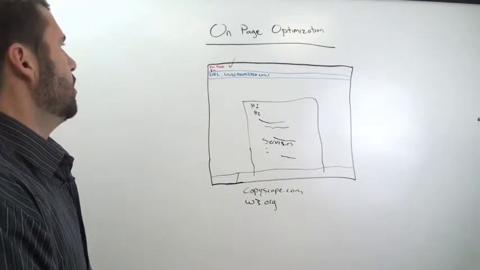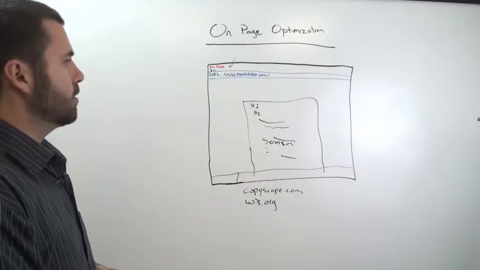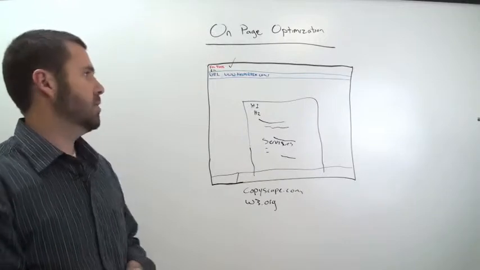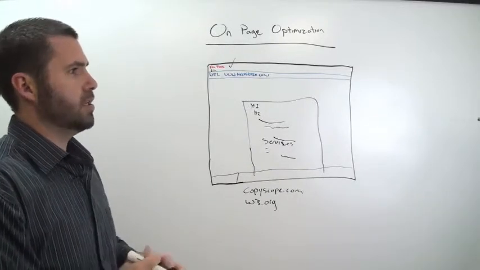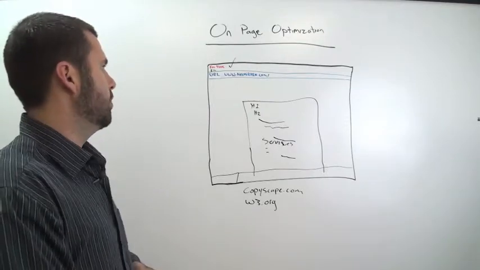So this is some of your basic on-page optimization elements. Again, I just scratched the surface, just to try to make it easy to understand and easy for you to spot check your own websites to see if you're up to par.